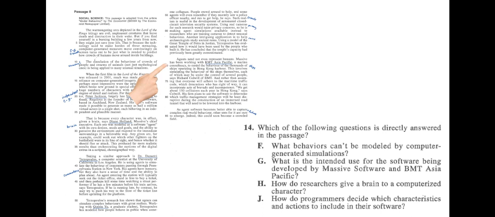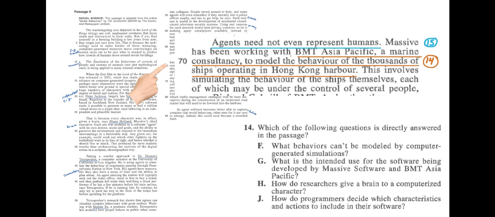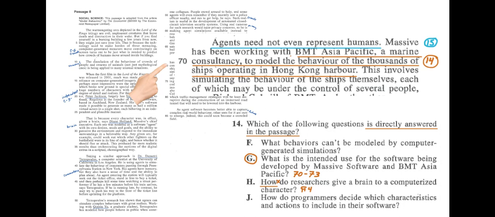So what behaviors can't be modeled by computers? I don't think that's in there. What's the intended use of the software developed by Massive Software? We know where to find that, and that was here, right? And the intended use is to model ship behavior, right? So that was answered around line 70. So that one's pretty easy. We don't know how researchers give a brain. That was paragraph 4. I actually wondered that as I was reading, like, how do they do that? And how do they decide which characteristics and actions to include in their software? H and J are actually so similar that they would probably be easy to eliminate the two of them together.